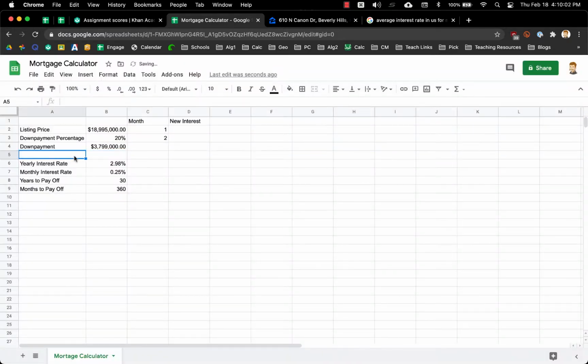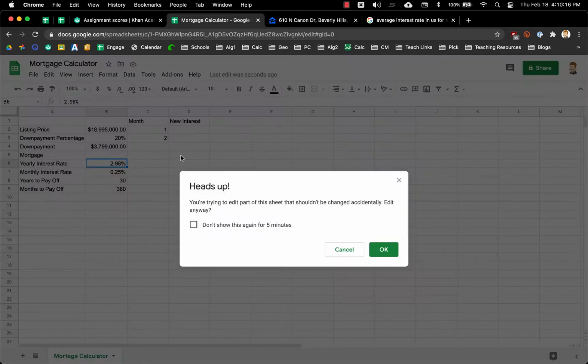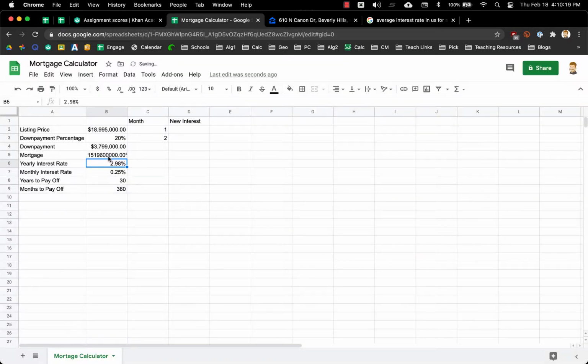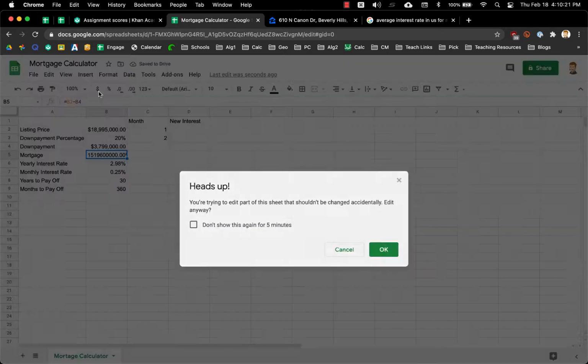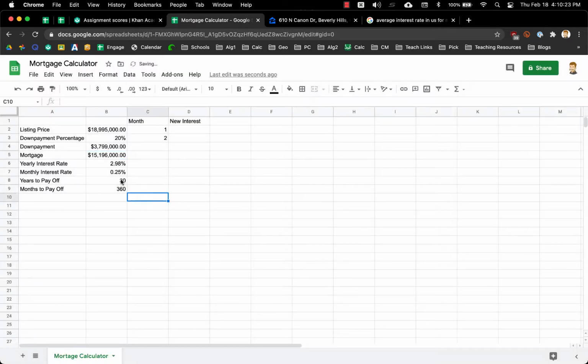And then right here, I'm going to say, how much is our mortgage? Mortgage is kind of the important thing, the thing that the lesson is all about. How much is left over? Well, what's left over is the original price minus how much we paid for the down payment. So minus this right here. Heads up. I know, it's thinking that's a percent. No, it's not a percent. It's a money amount.